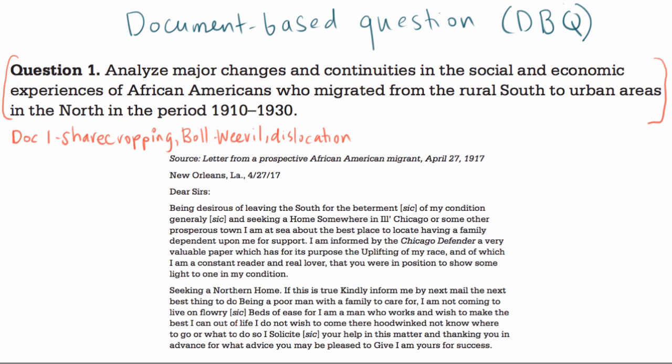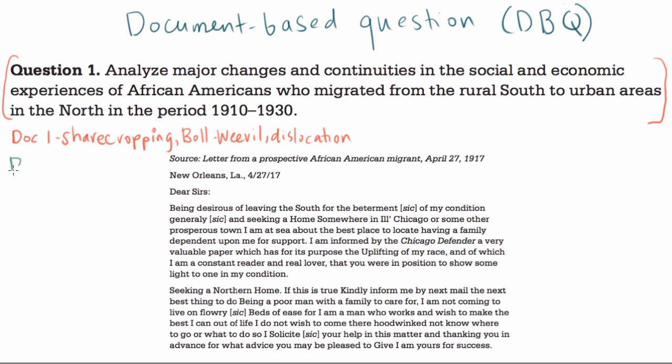Seeking a northern home. If this is true, kindly inform me by next mail the next best thing to do, being a poor man with a family to care for. I am not coming to live on flowery beds of ease, for I am a man who works and wish to make the best I can out of life. I do not wish to come there hoodwinked and not know where to go or what to do. So I solicit your help in this matter, and thanking you in advance for what advice you may be pleased to give, I am yours for success."